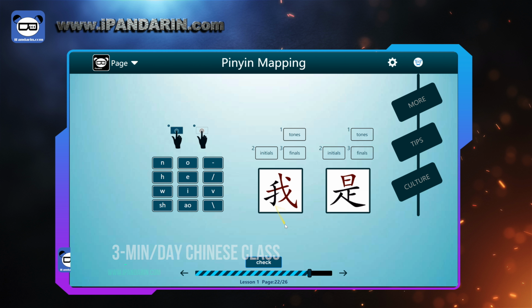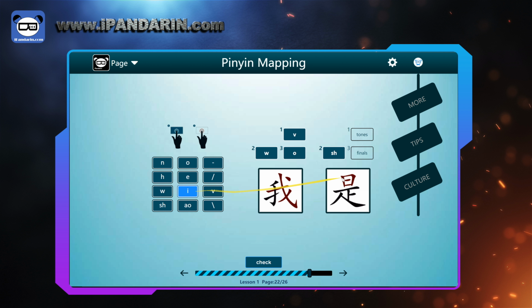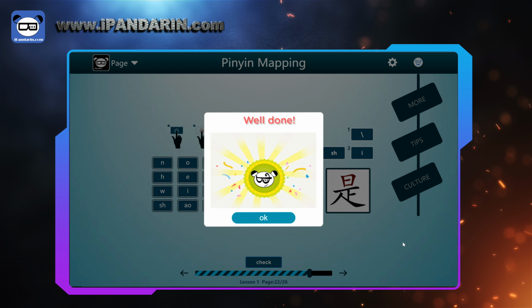And the next one, 我是. We start with 我. The initial for 我 is w, and the final is o, with third tone, 我. And you do 是 first. Okay, did you get it? Let's do it together. 是, initial sh and final i and the fourth tone. 我是. Let's check. Bravo, well done.